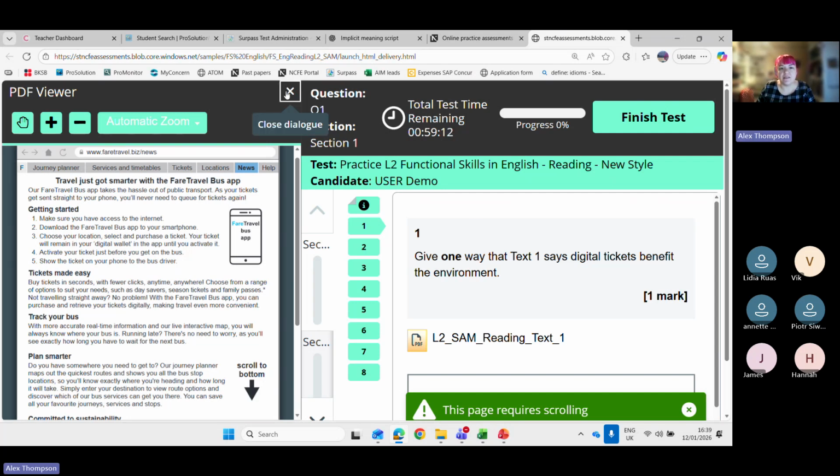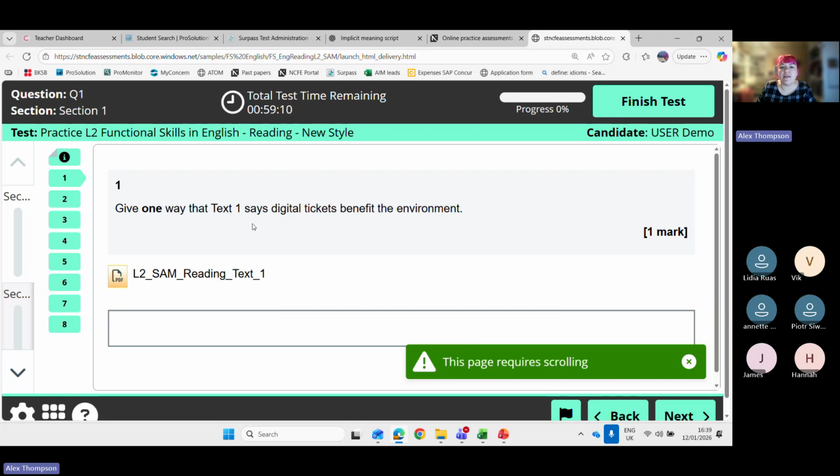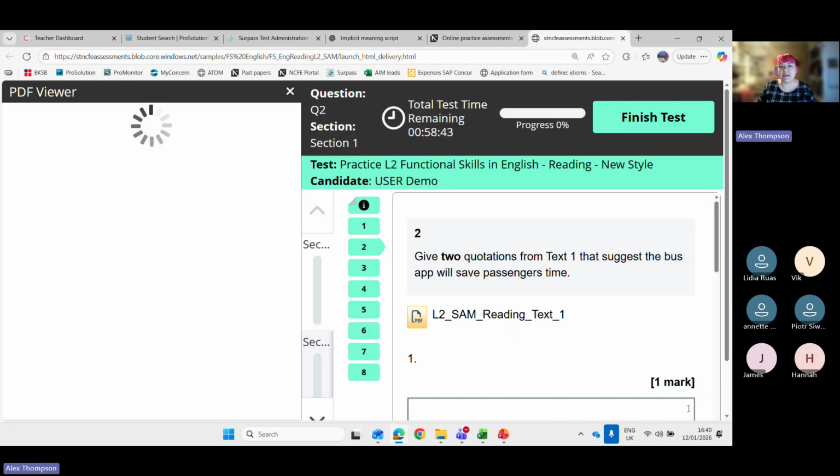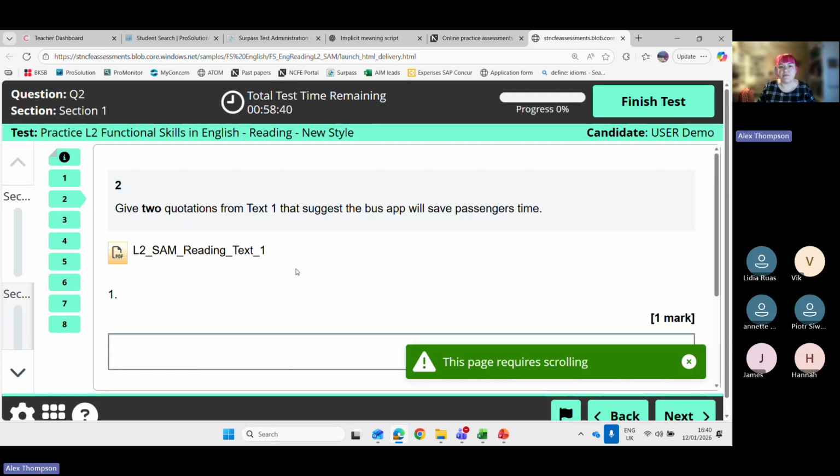And look at the question here. It says, give one way that the text says digital tickets benefit the environment. So I would be thinking about the keyword here being environment. I'm going to be looking through that text, looking for the word environment, anything that mentions the atmosphere or litter or any of those keywords, buzzwords to do with the environment.